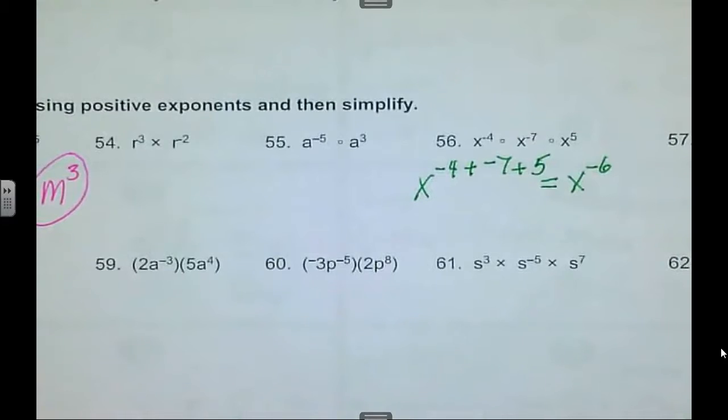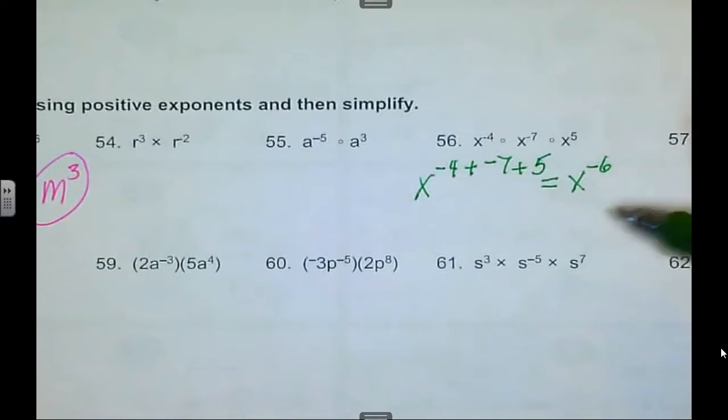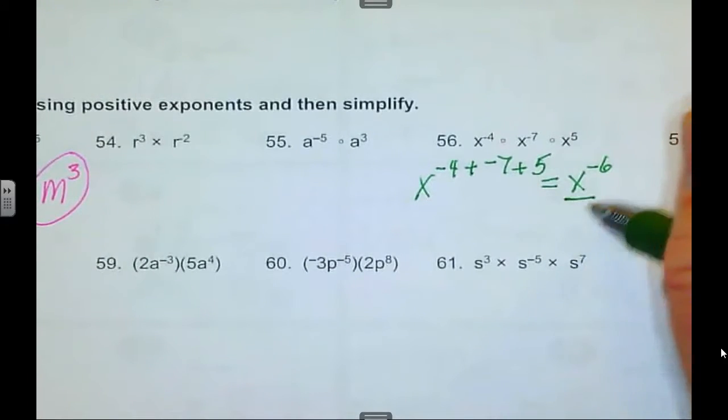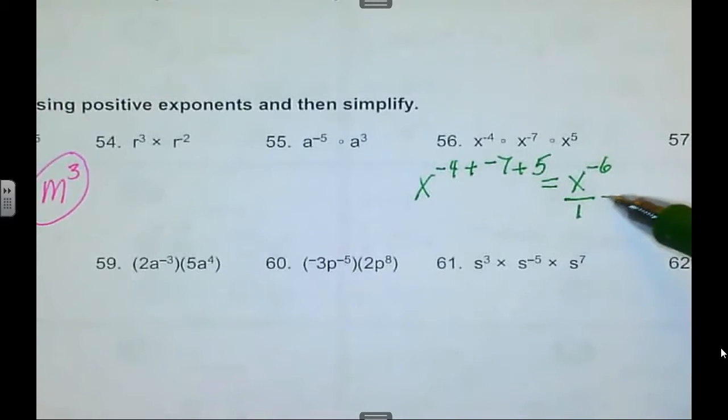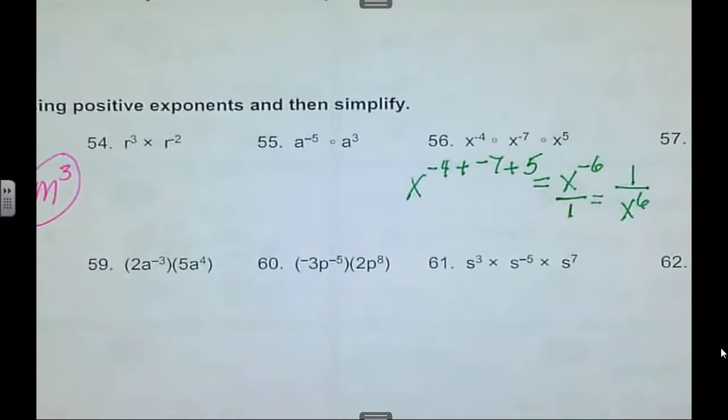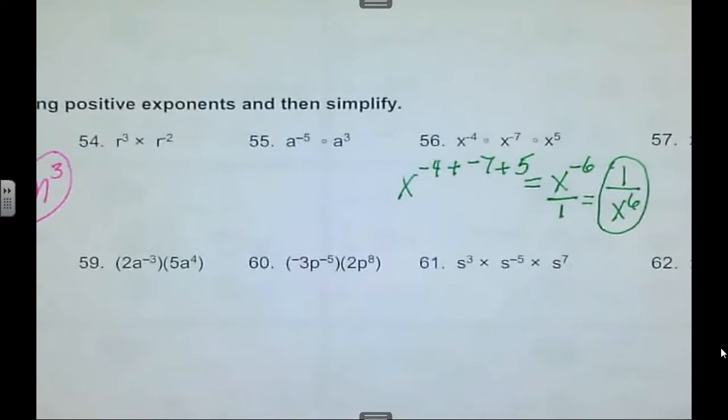I can't leave my answer with negative exponents, so what do I do? Yeah, just like a whole number, you put this over 1, and I'm going to flip this fraction and make the exponent positive. So it's 1 over x to the 6th. Okay?